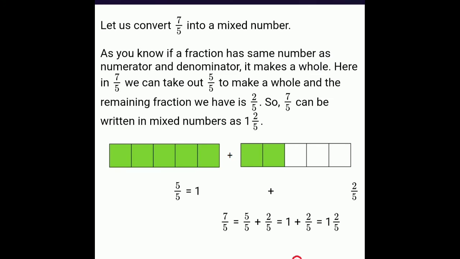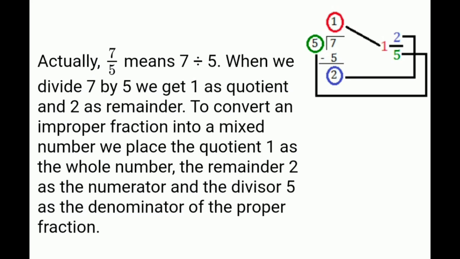You can see how we have removed the whole part, then the remaining part we have written as 1 whole 2 by 5. Actually 7 by 5 means 7 divided by 5. When we divide 7 by 5 we get 1 as quotient and 2 as remainder. To convert an improper fraction into a mixed number, we place the quotient 1 as the whole number, the remainder 2 as the numerator and the divisor 5 as the denominator of the proper fraction.